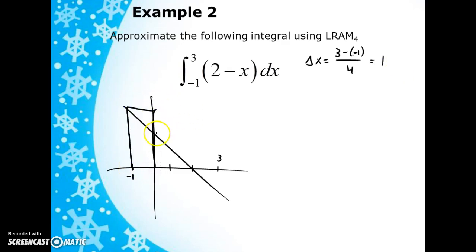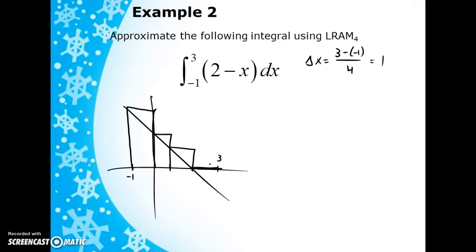So that's my first guy. That's my next guy. Third. My fourth ends up being flat on the axis. So pro tip, if we were doing RRAMs here, you could actually have that rectangle that's dipping down below be a negative area included in your answer, depending on whether or not you wanted the integral or you wanted the area.